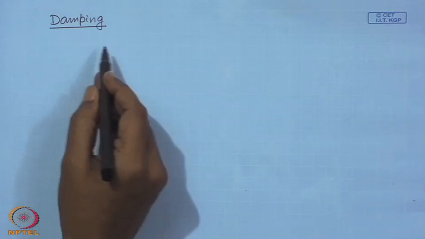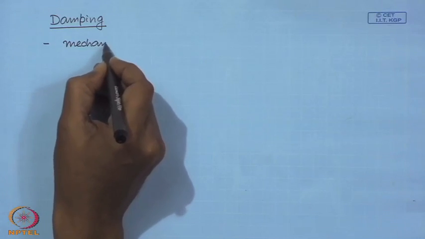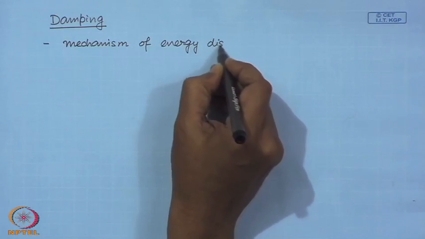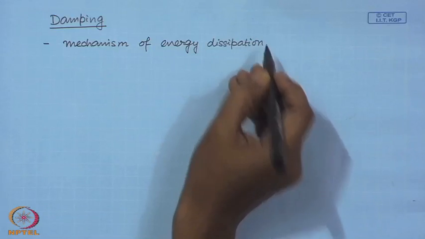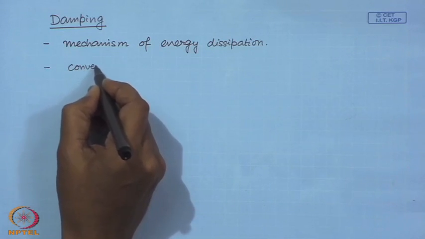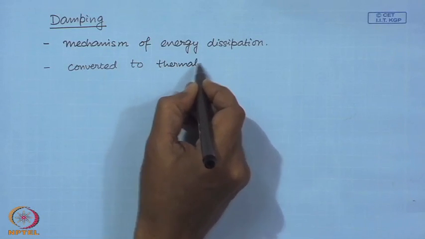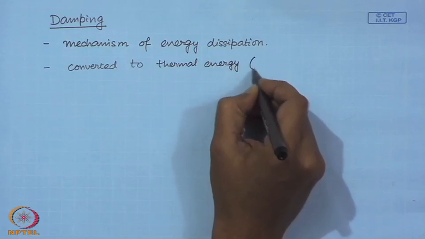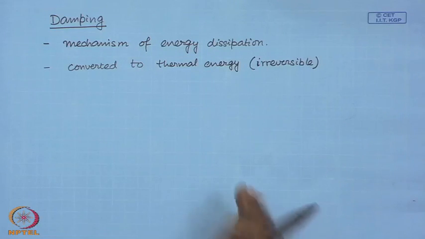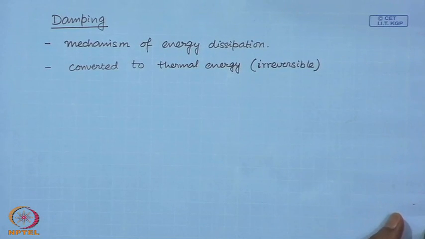So, first, what I have said, this damping is a mechanism of energy dissipation. Now, what happens to this energy that is dissipated? It gets converted to thermal energy, and this is an irreversible process. This conversion of mechanical energy to thermal energy in these cases is an irreversible process.